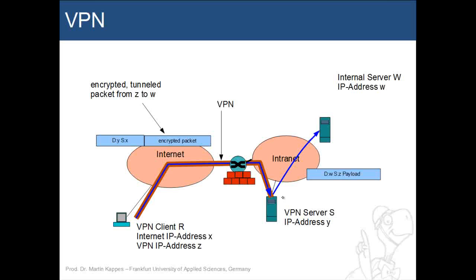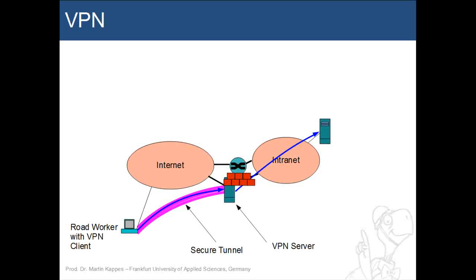And the server would get this packet, decapsulate it, and send it in the clear on the wire in the intranet. So then we would again see the packet to W from IP address Z, and of course the corresponding payload of the packet. So let's go into the networking stack and let's look at how this looks in our reference model.